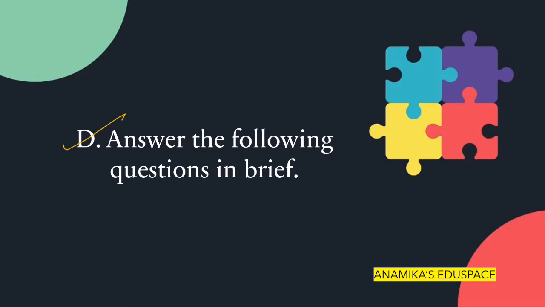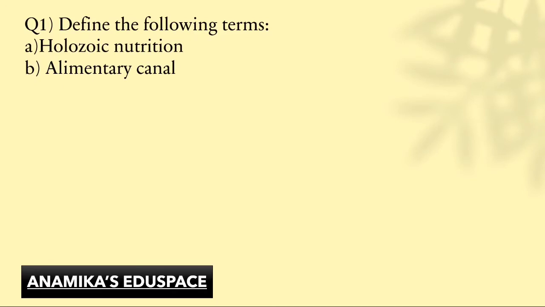D. Answer the following questions in brief. So these are the short answer questions. So let's begin. Question number 1. Define the following terms. A, Holozoic nutrition. B, Alimentary canal. Answer.